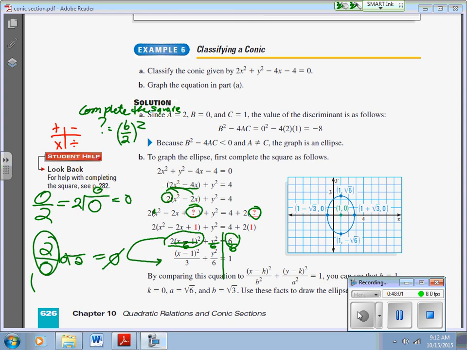So that's what's going to happen here. It's going to take you a little bit of time to get used to the b divided by 2 squared.